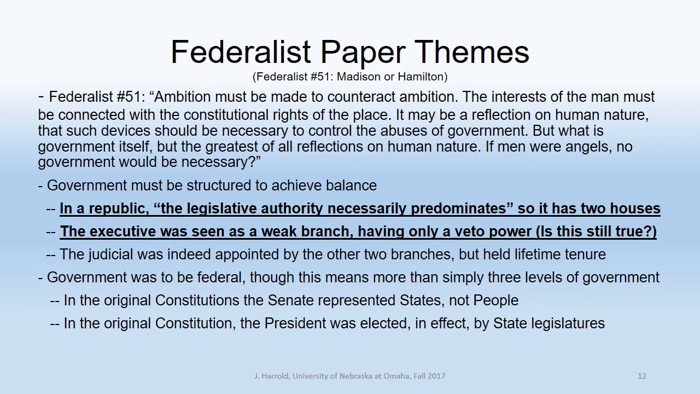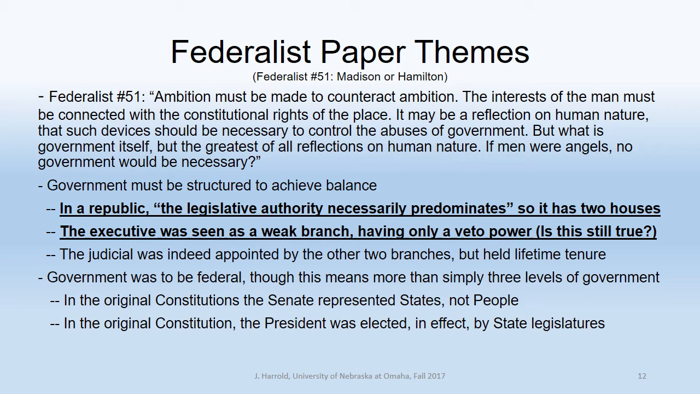So the government was to be federal, though this certainly means more than three levels of government, because it was interlocking. So again, in the Constitution, the Senate represented the states, not the people. So if you can separate the interests of the people in the states against the interest of the state itself, that's what the Senate was about. And so there's an argument that actually I make, that when the amendment was passed to allow direct election of senators, that probably could have been the time when the abolition of the Electoral College could be considered.